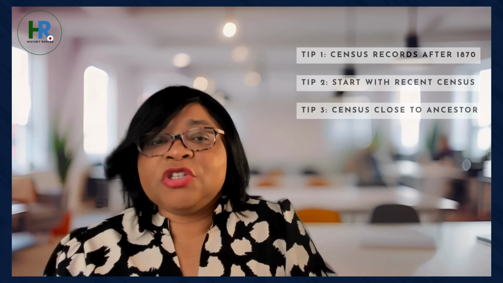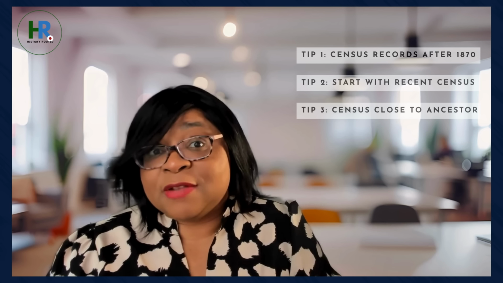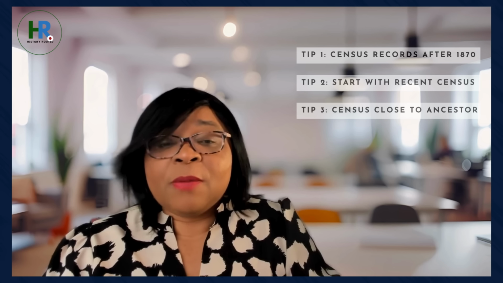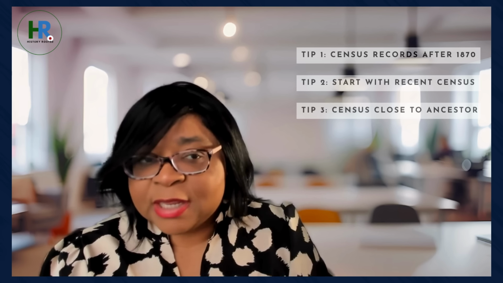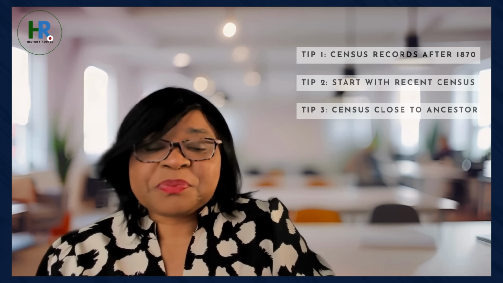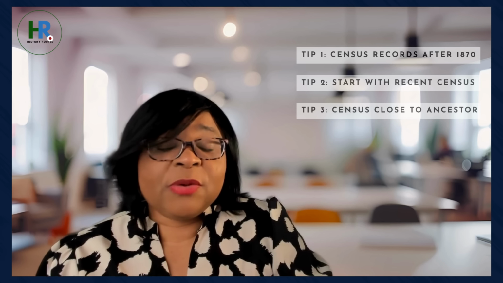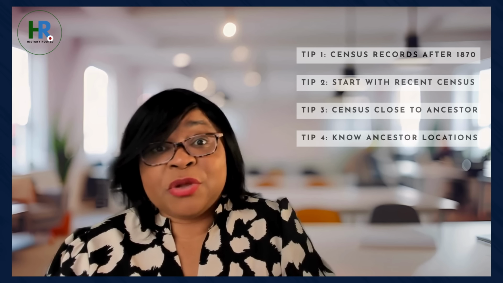But definitely choose a census year that is close to an important date for your ancestor that you may know. Consider marriage dates or even death dates. Obviously, you would want to look at the census before, but so think about that. The next tip I want to share with you, this is tip number 4, is location, location, location.